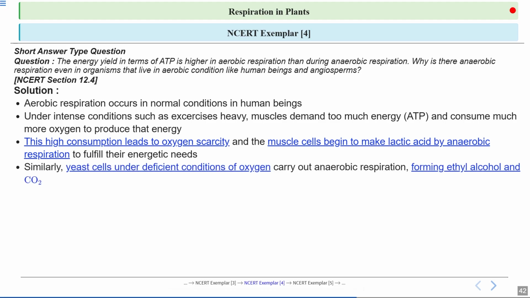Similarly, yeast cells and some plant tissues use anaerobic respiration when oxygen is low. In yeast, this process produces alcohol, that is ethanol, and carbon dioxide. The same process is used in baking and brewing, where the carbon dioxide released helps the bread rise and alcohol is used in beverages.